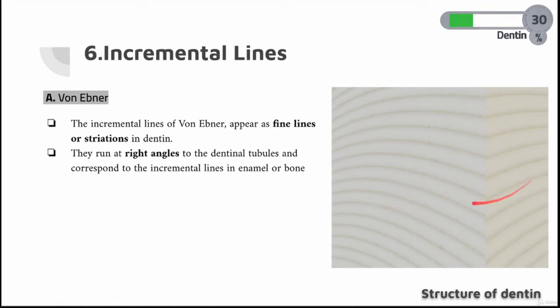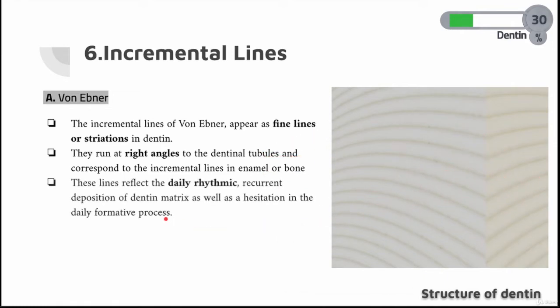So it is a normal happening lines because of daily deposition of dentin. It reflects daily rhythmic recurrent deposition of dentin matrix as well as hesitation in the daily formative process. Hesitation means at some time secretion of matrix slow down and at another time it becomes fast. So it reflects the daily rhythmic deposition of dentin and hesitation.